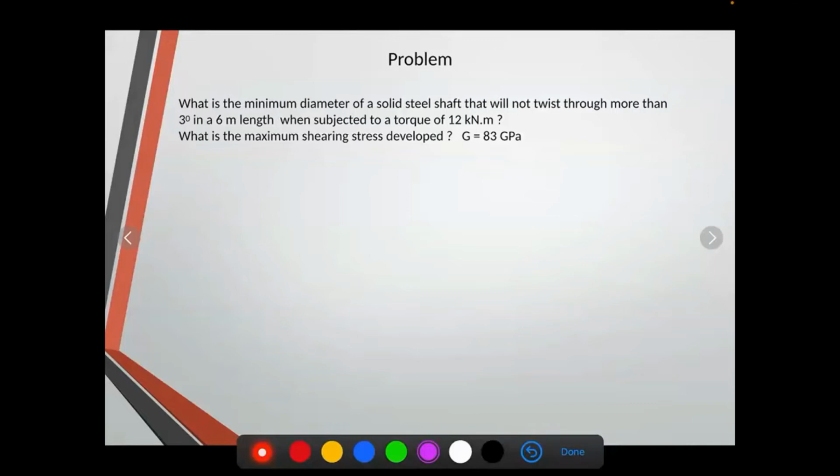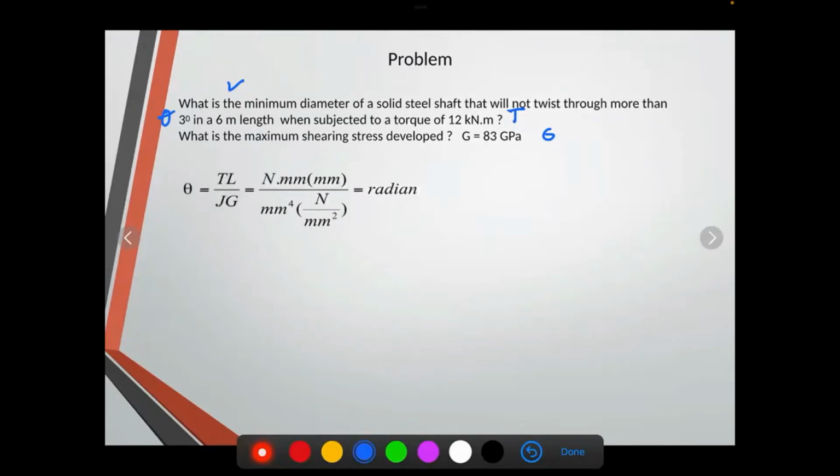So, unang gagawin, 'di ba? As I have mentioned, look at the given. So, we have your angle of twist, we also have your length, we also have your torque, and then your G. So, if we write the equation for your angle of twist, it is theta is equal to TL over JG. The only unknown will be your J. Diba? J is equal to the polar moment of inertia of a circle. So, by substituting the polar moment of inertia of circle, we can actually compute for your diameter. Diba? Tingnan natin. So, ito yung equation.